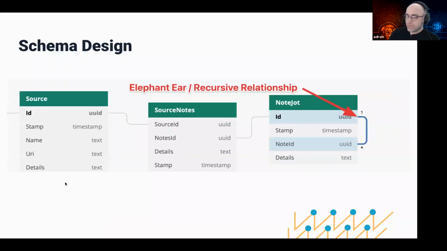With the recursive relationship drawn on note jot here, it means that a note, which I've called note jot, can be related back to another note, which would make whatever it's related back to the parent of that note. And the ones that are related to that parent would be the children of that note. And in that sense, you can draw out a recursive relationship with that data.